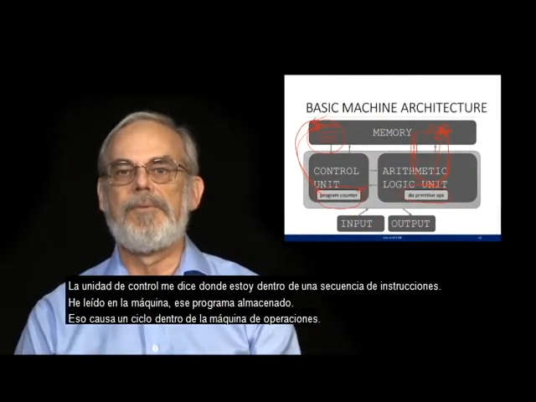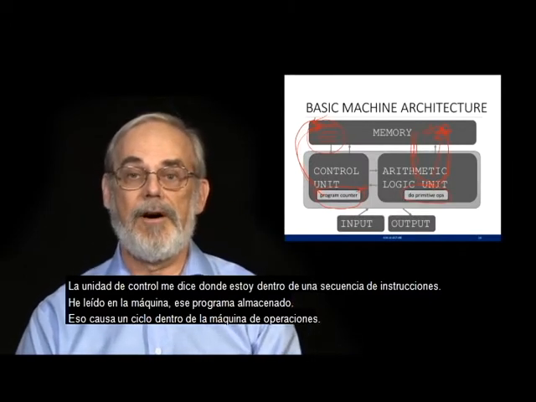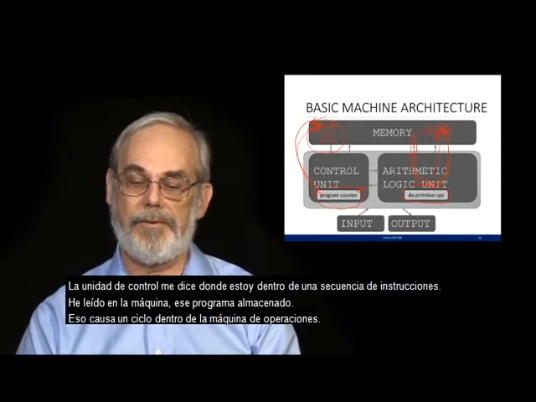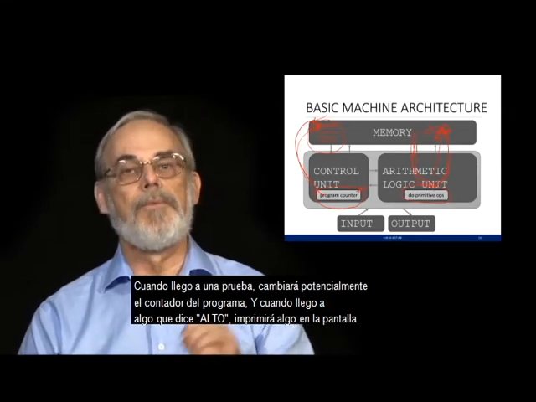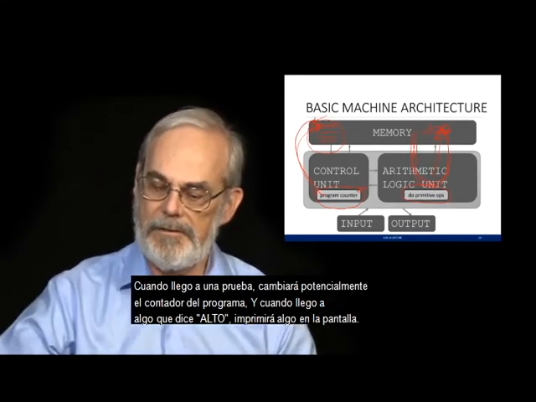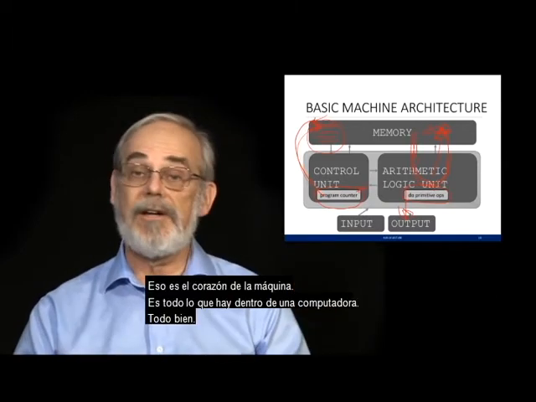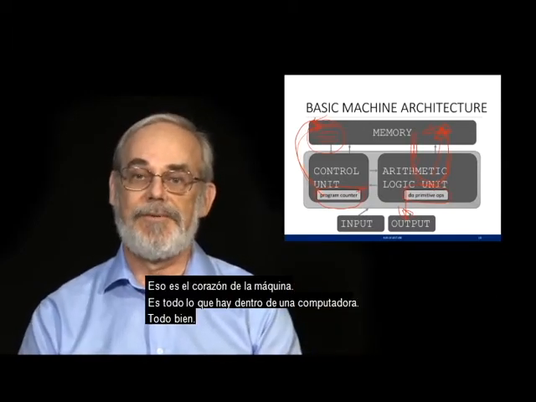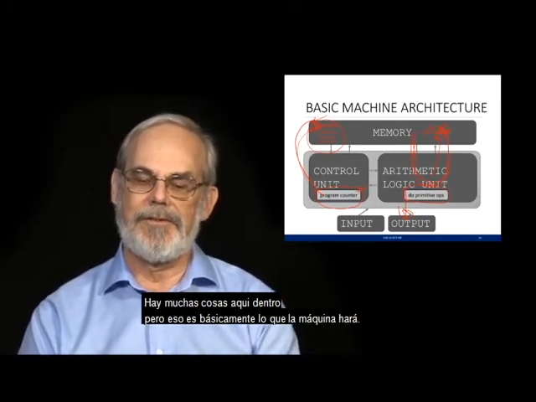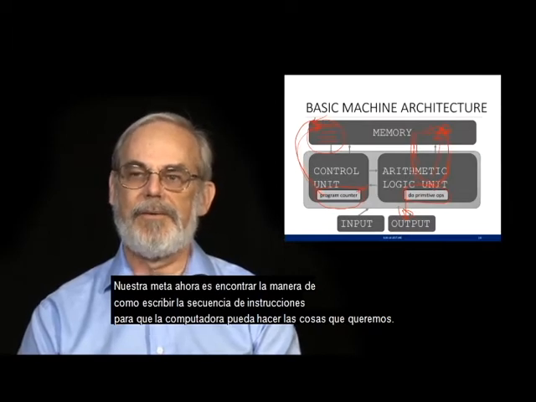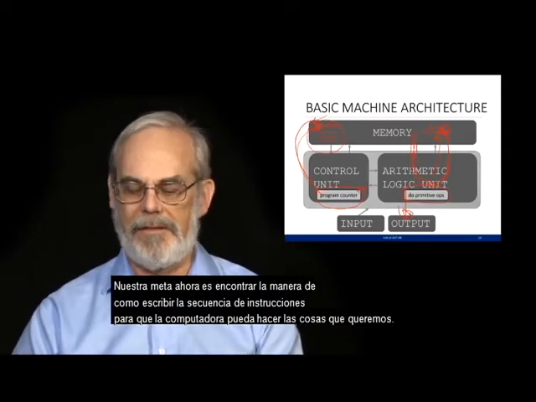Control unit tells me where I am in a sequence of instructions. I've read into the machine that stored program. That causes a simple loop inside the machine of operations. When I get to a test, it's going to potentially change the program counter. And when I get to something that says stop, it will, and it'll print something out on the machine. That's the heart of a machine. That's all there is inside a computer. All right, there's a lot of stuff inside there, but that's basically what the machine's going to do. And our goal is now to figure out, how do we write that sequence of instructions so that the computer can do the things I want it to?